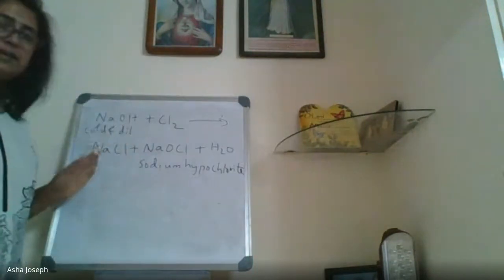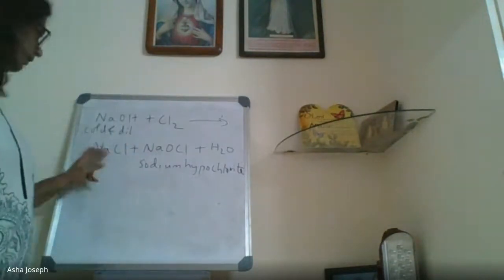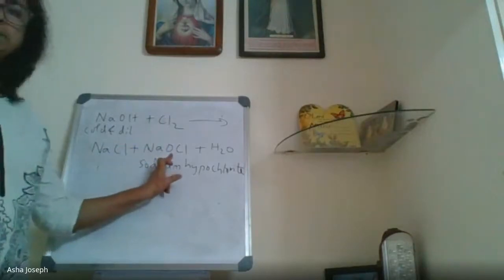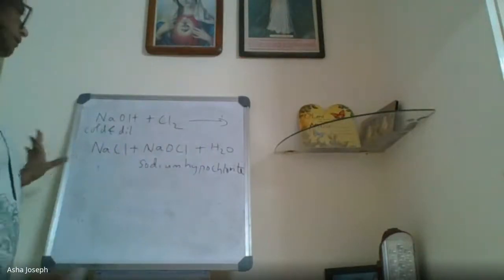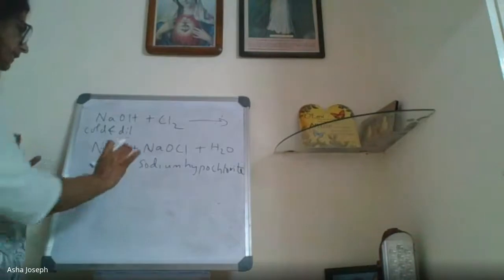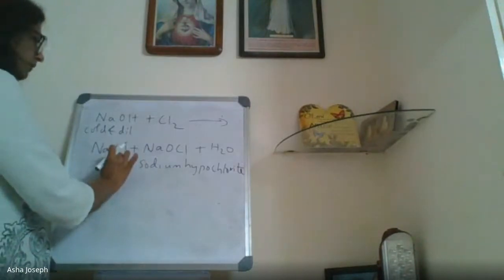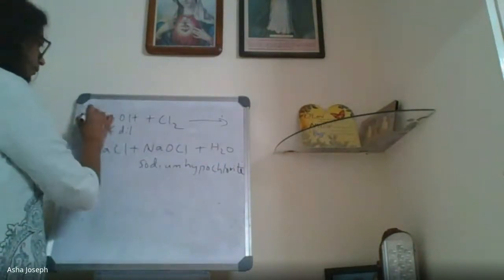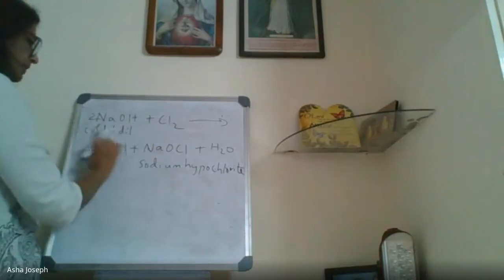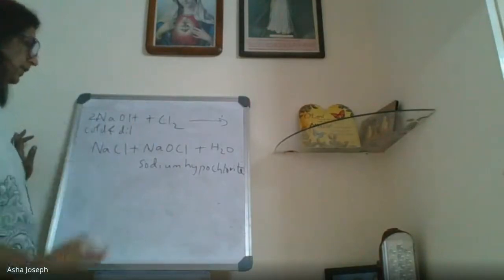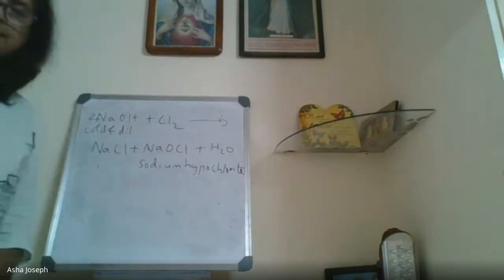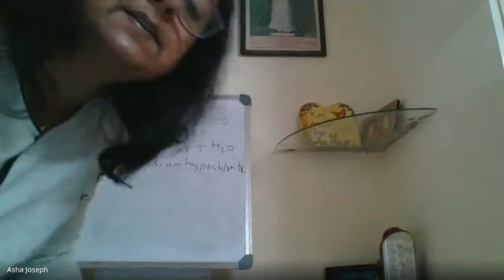The skeleton equation is written, which I said. Again look: sodium chloride, sodium hypochlorite and water. Now only balancing is left, isn't it? So it is almost balanced. Water is 2, and anyway 2 sodium is there. So we have to put the coefficients; it is balanced, right? So learn this.